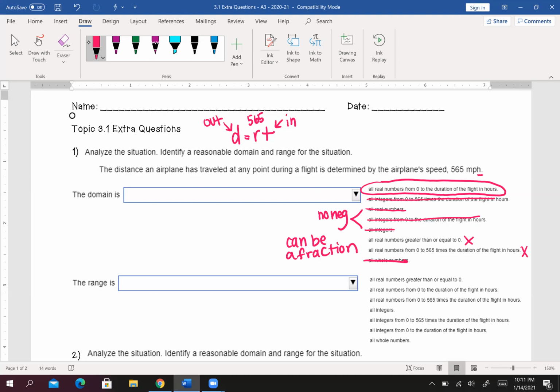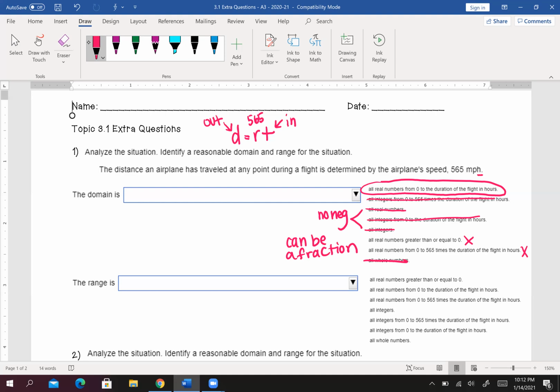For the range is what we're getting out. Range is the distance that the plane has traveled so far. So let's see. We have the same thing. We can kind of go through and eliminate things, but let's really think about what's happening here. To get our distance, we're taking this time that we already said is going to be all real numbers from 0 to the duration of the flight, and we're multiplying it by 565. So if you scroll through these answer choices, it should all look pretty similar. I think it's mostly the same answers, just in a different order.